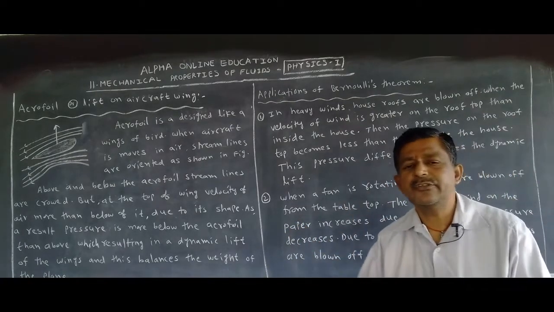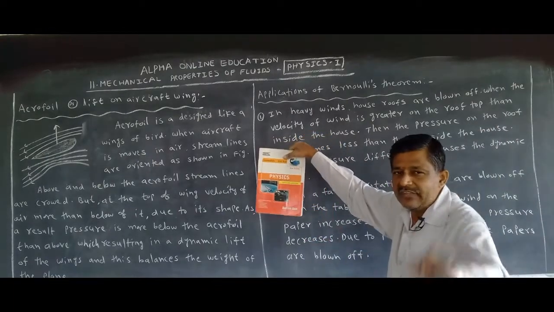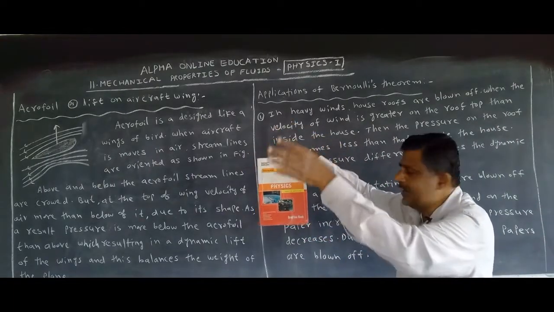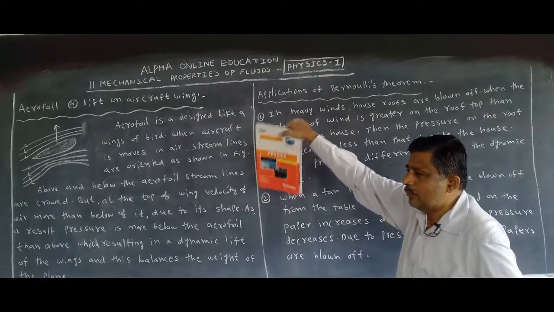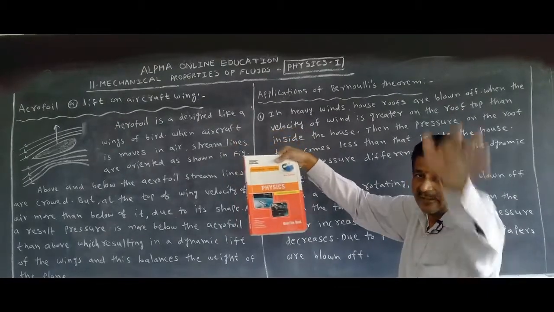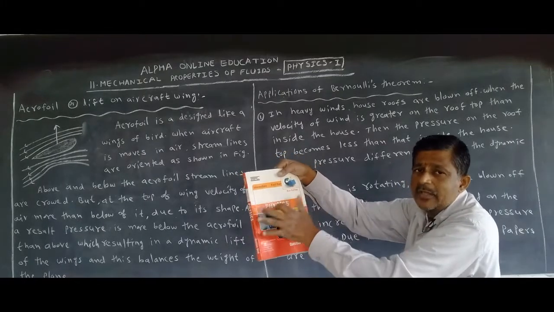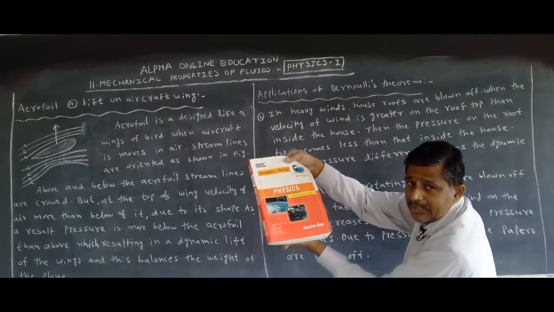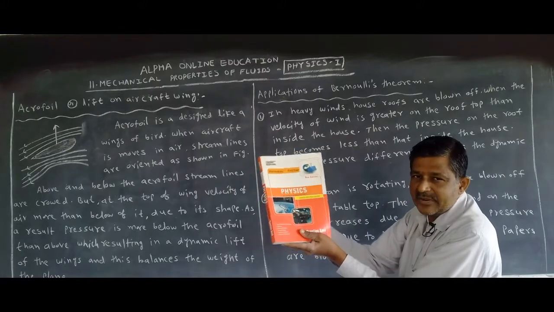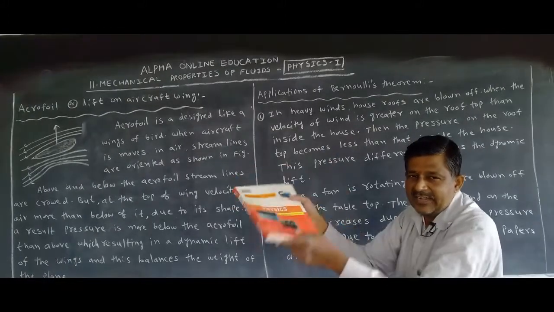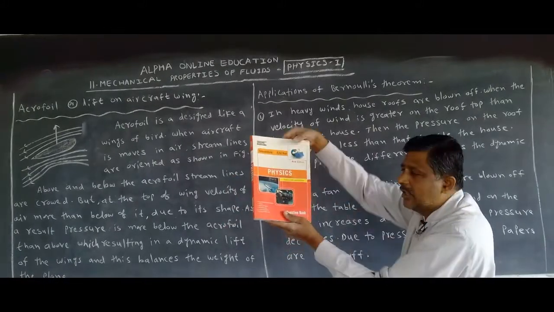Not only that, take a calendar also. When the fan is rotated, the calendar blows off like this. Why? When the wind falls on it, the velocity is more and the pressure is less, but at the bottom the velocity is less and the pressure is more. That's why the calendar which hangs on the wall moves when the fan is rotating.